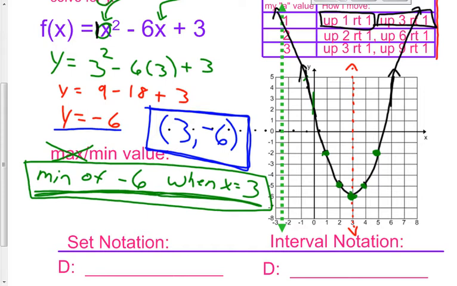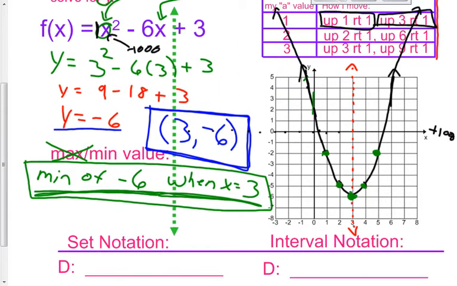You can put in your x value of a negative 1,000, and you would still get a y value. So you could do the same thing for a positive 1,000. If that is the case, then your domain is from negative infinity all the way to positive infinity, or it would be all real numbers.